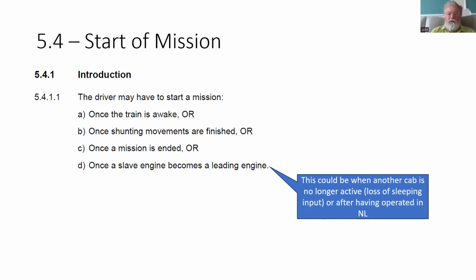And the last option is around when a slave engine becomes the leading engine. So this could occur when another cab is deactivated, leading to the loss of the sleeping input, or after a slave engine has been operating in non-leading and the non-leading controls are removed. But we're primarily going to be thinking about when a train is awakened, in other words, when the driver activates the cab, or when a shunting movement finishes, because they are the common ones which we see the start of mission process being undertaken for.